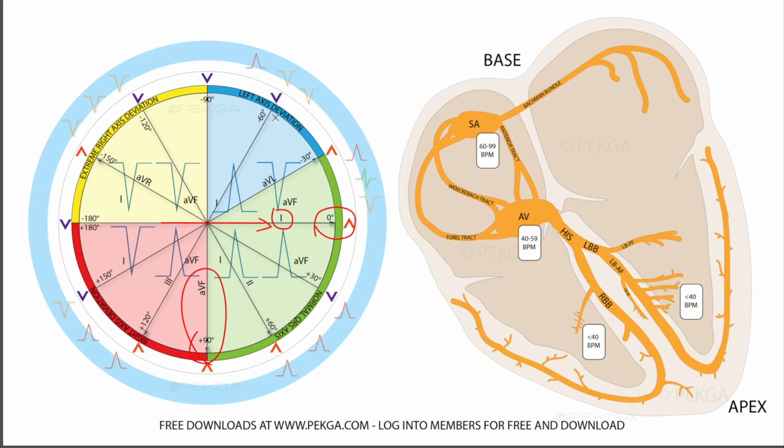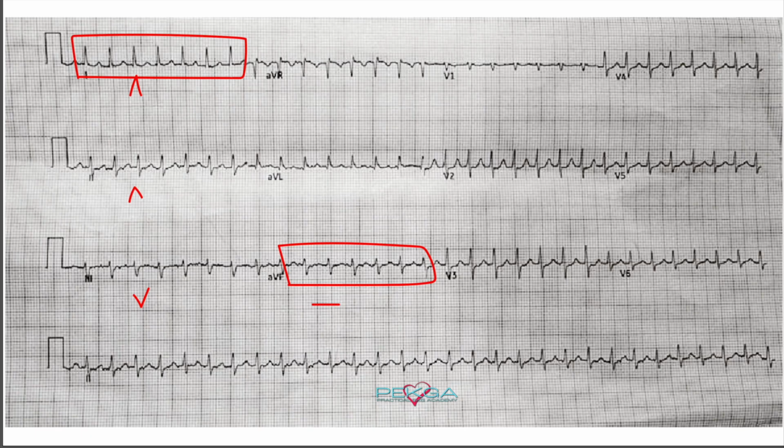left axis deviation is really divided into two segments. This is non-pathological from 0 to -30. Essentially, it is labeled as normal. And then we have pathological from -30 to -90. So this would be an issue. Here, you're still okay. So this axis of depolarization is okay, quote unquote.